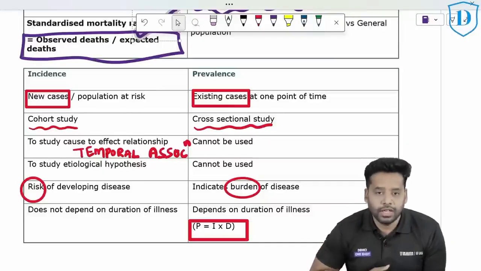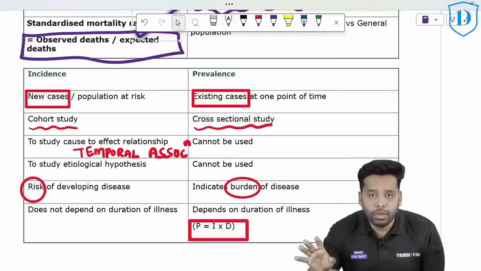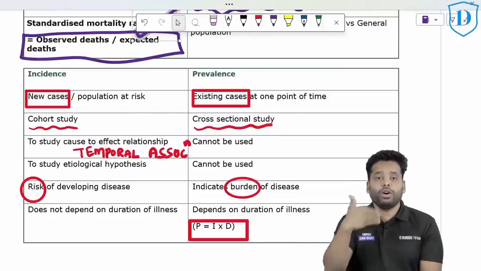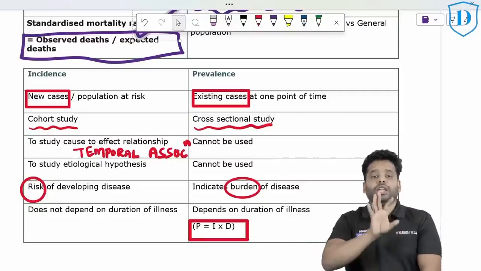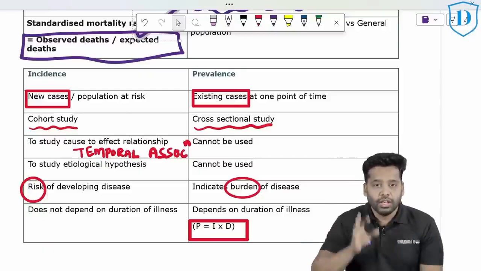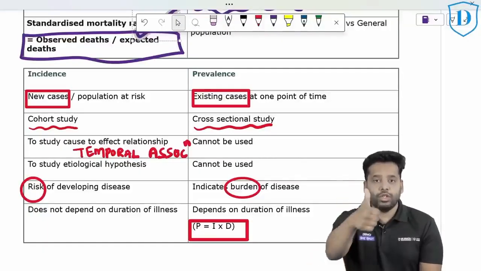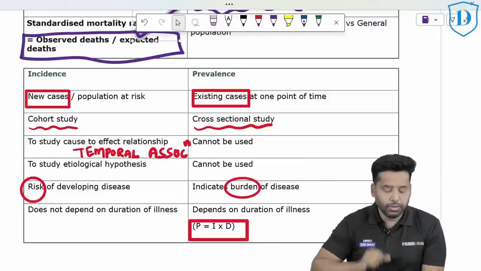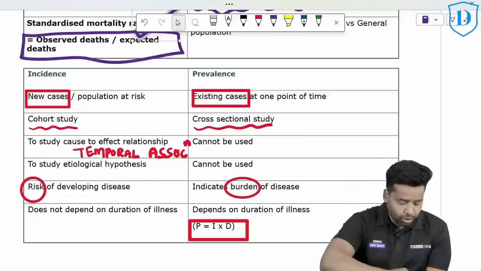Very good. Cross-sectional study, there is no follow-up. Very, very important word: there is no follow-up. If follow-up cannot be done, incidence cannot be estimated, temporality cannot be proved. If they ask, cross-sectional study, temporal association present, true or false? Cross-sectional study, temporal association present, true or false?